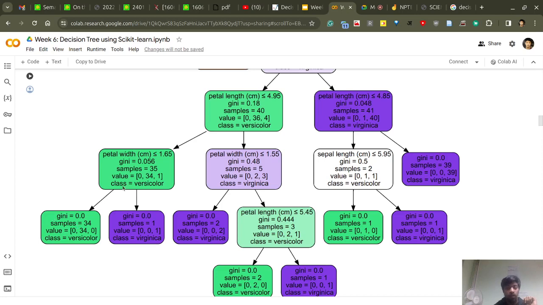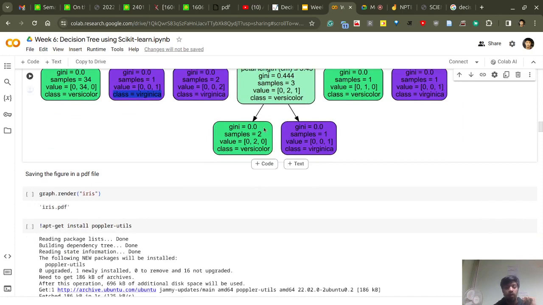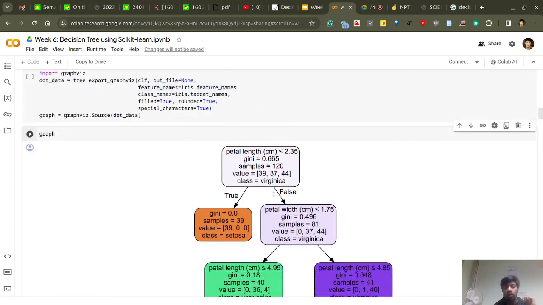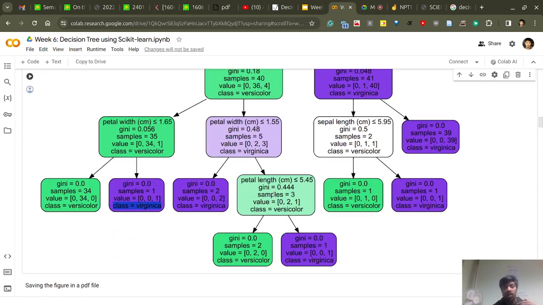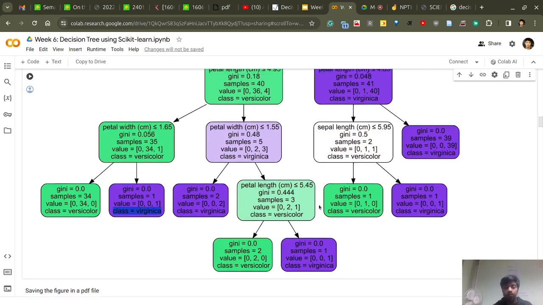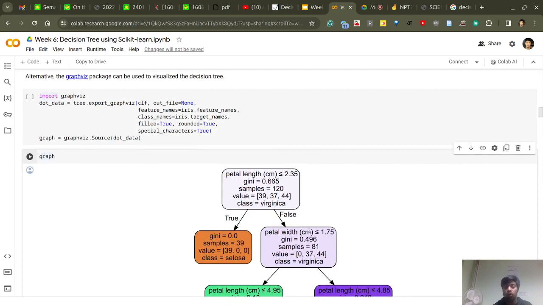If it is less than this, it is versicolor. If it is not less than this, so it is greater than 1.65, it is Virginica. Here also, if the condition is no, then it goes to this condition, like this. So you can visualize the decision tree, the model that we have trained using sklearn. You can visualize the decision points here, okay.